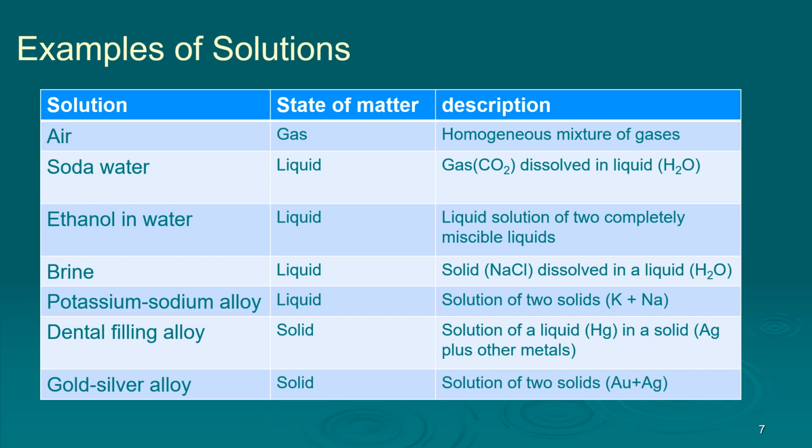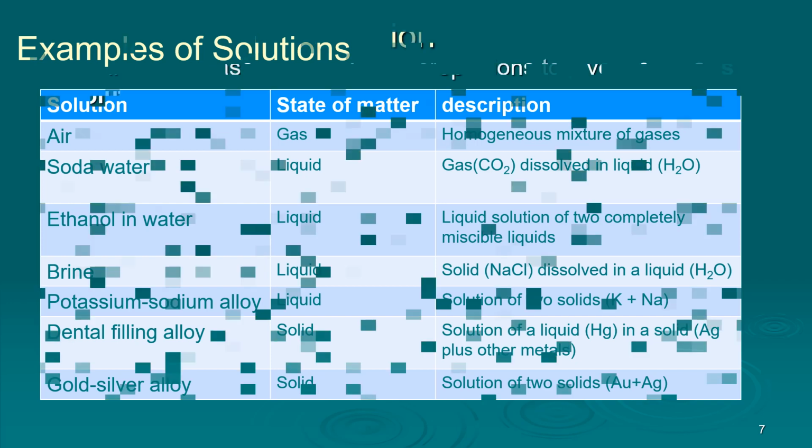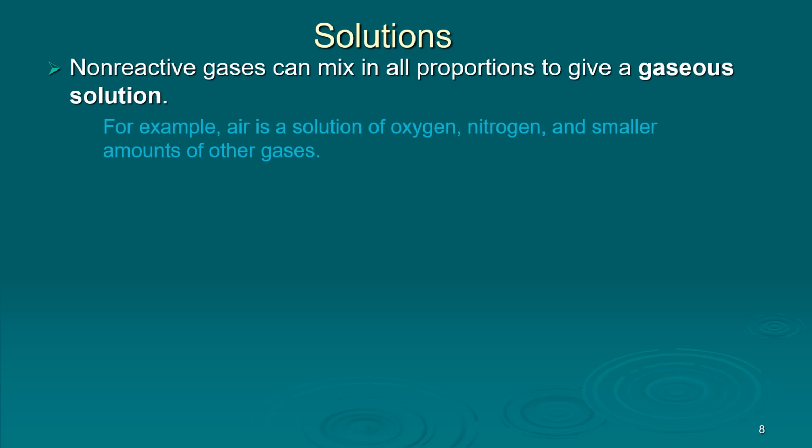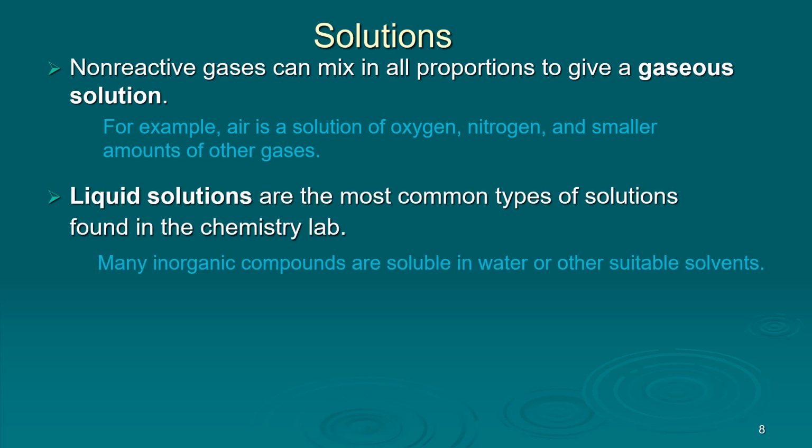For the most part, in this chapter, we're going to focus on liquids being our solvent, and we'll probably look at gases. It could be gas, liquid, or solid dissolved in a liquid like water. So this is some of what I already said. Non-reactive gases can mix in all proportions to give a gaseous solution, sort of like air. Liquid solutions, like I said, are the most common types of solution found in the chemistry lab, and this is what we're going to focus on.